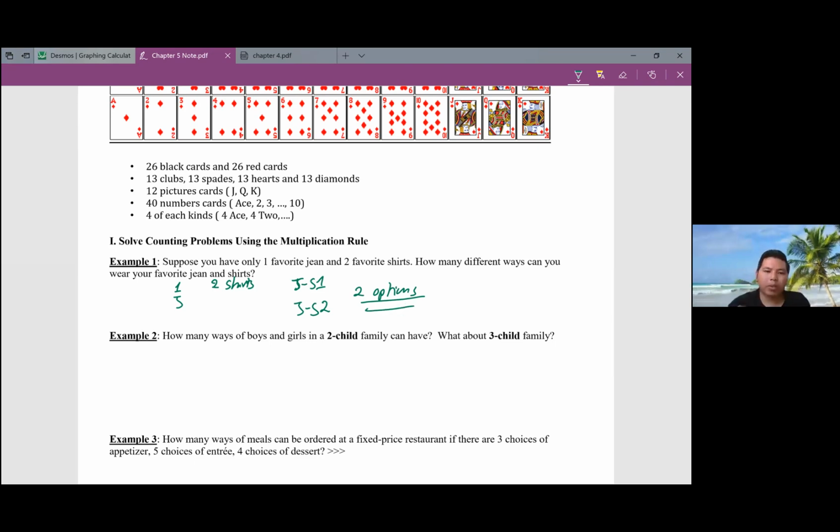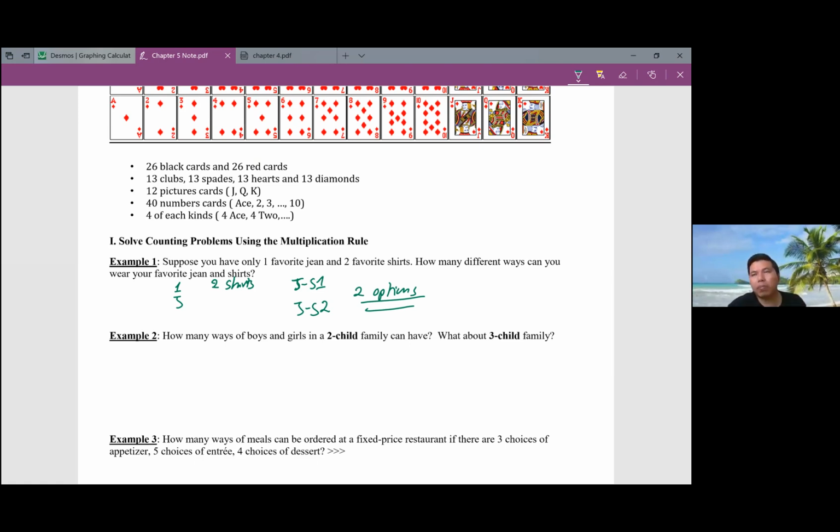Right, so in total we only have 2 options. Now we're just starting to build up what counting is. Example 2: how many ways can boys and girls occur in a 2-child family?